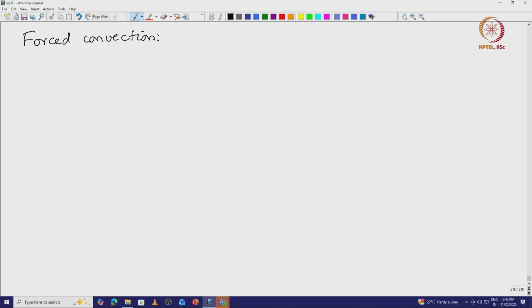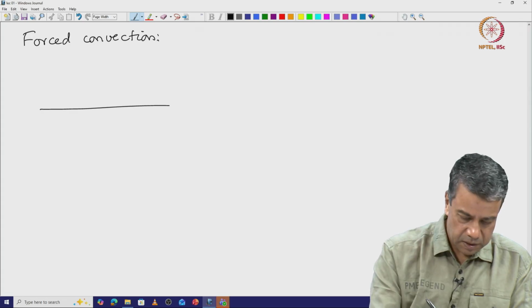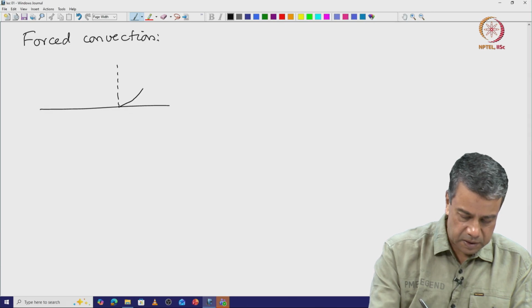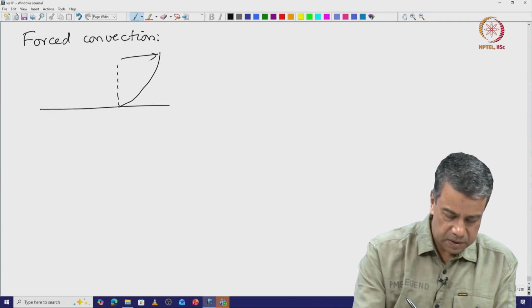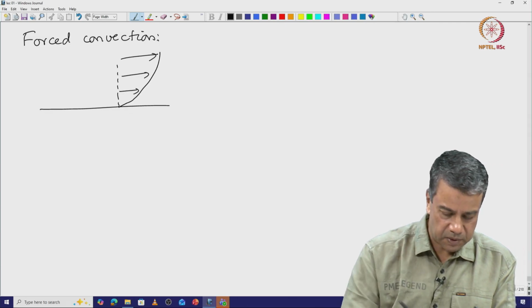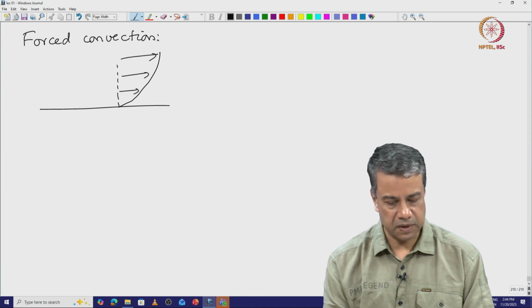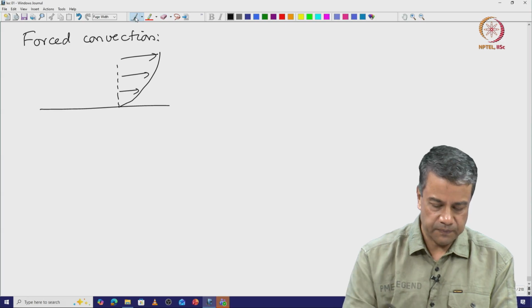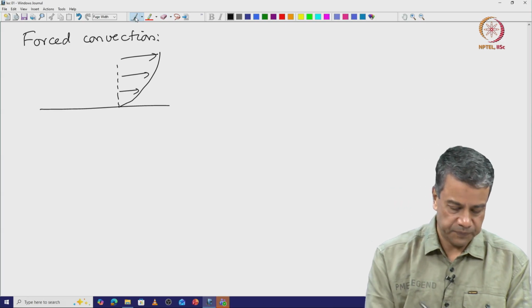I will start with an example of the flow past a flat plate. We have a flow past a flat plate, and the velocity field has to decrease to 0 at the surface due to the no slip boundary condition.